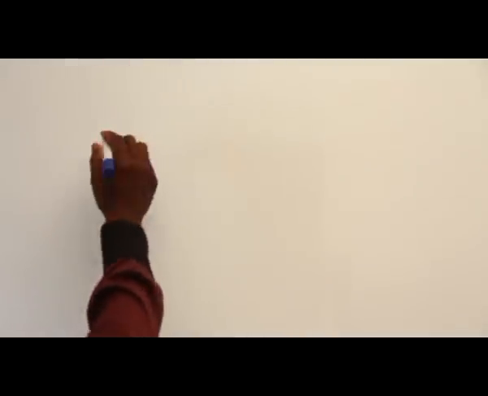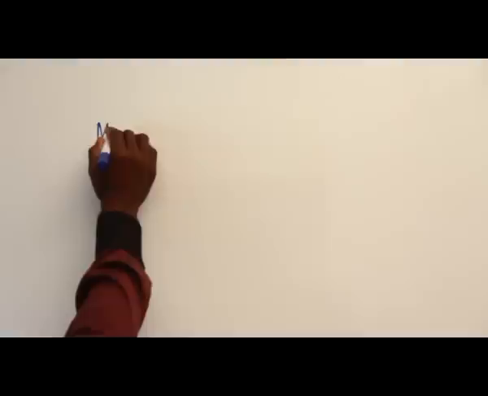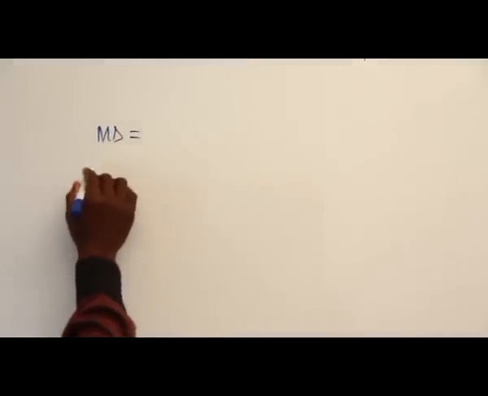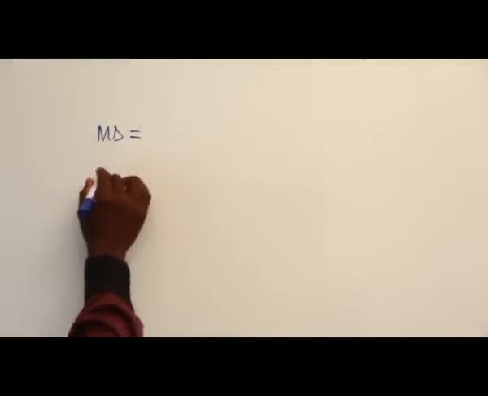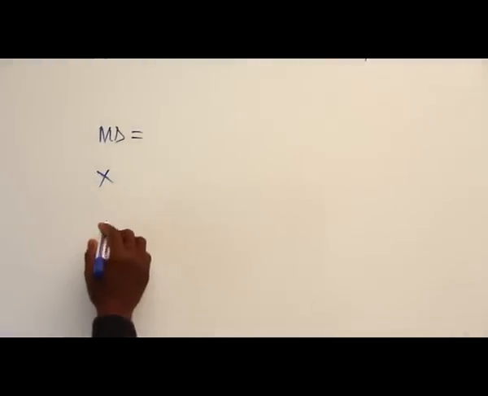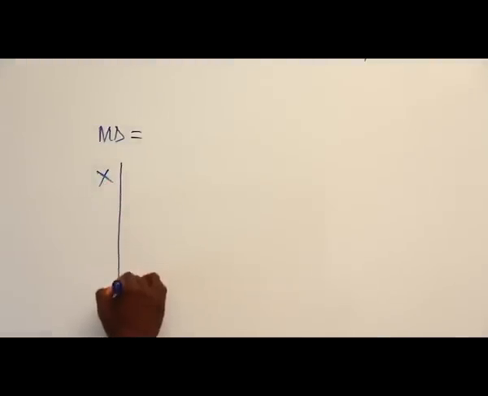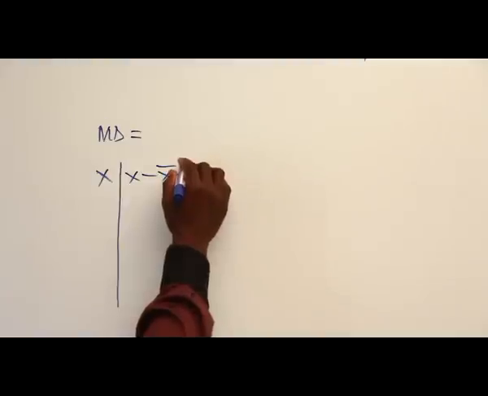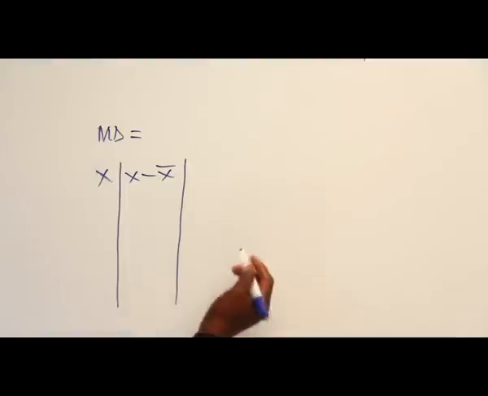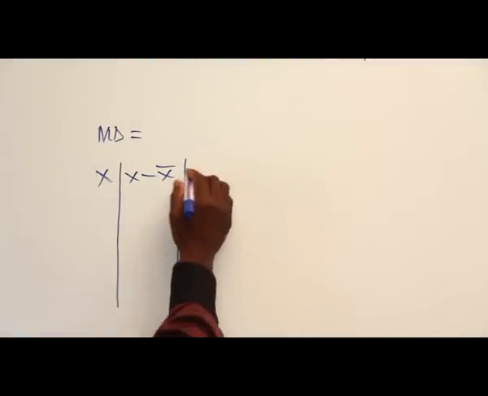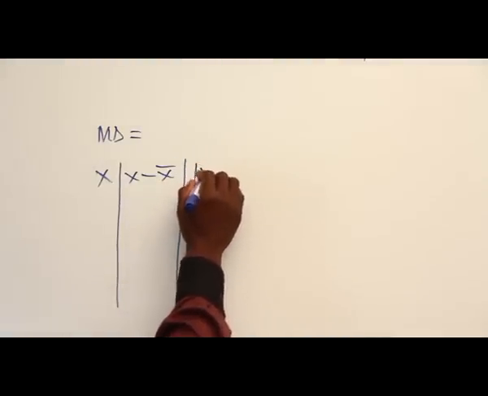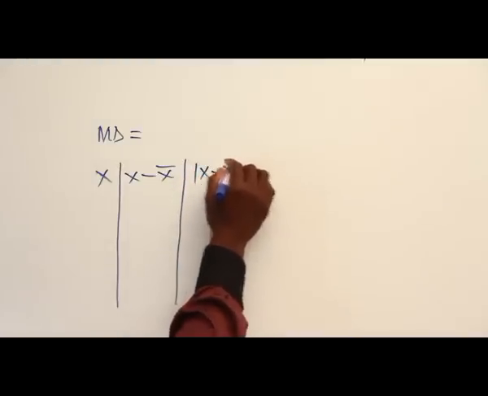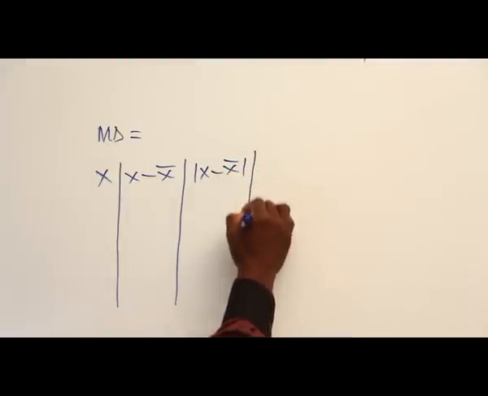We can now solve for the mean deviation. By doing that, we say MD, mean deviation, equal, we'll draw a table for that. X, the number of figures in the distribution. We have X minus mean of X, that is the deviation. Then we look for the absolute deviation, which is |X minus mean of X|.